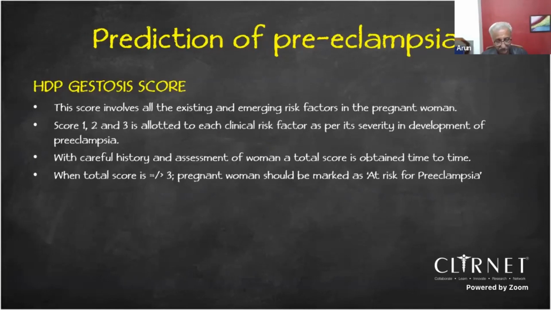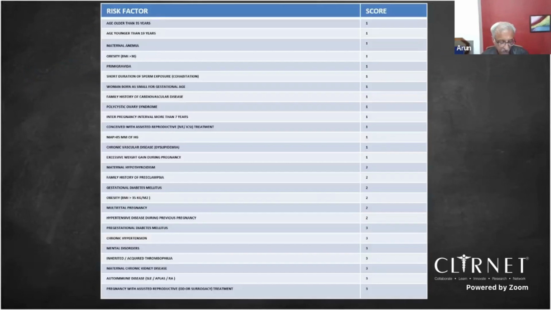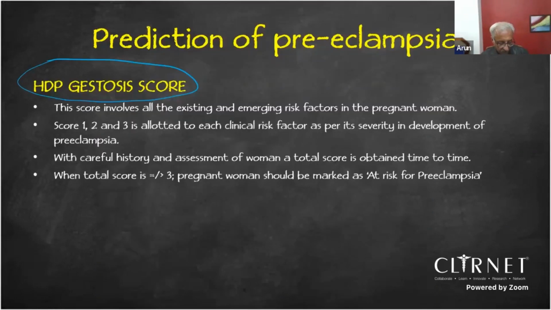Now, how do we predict preeclampsia? One thing which has come up is the HDP gestosis score. This is important. This involves all the existing and emerging risk factors in the pregnant woman. Score 1, 2, and 3 is allotted to each clinical risk factor as per its severity in the development of preeclampsia. I'll show you this chart. So these are the risk factors, and there we scored 1, 2, 3, 1, 2, 1, 2, 2, 3, 3, 3, 3, right? When the total score is more than 3, the pregnant woman should be marked as at risk for preeclampsia. This is one thing which we again got asked in the exam: what is the HDP gestosis score?